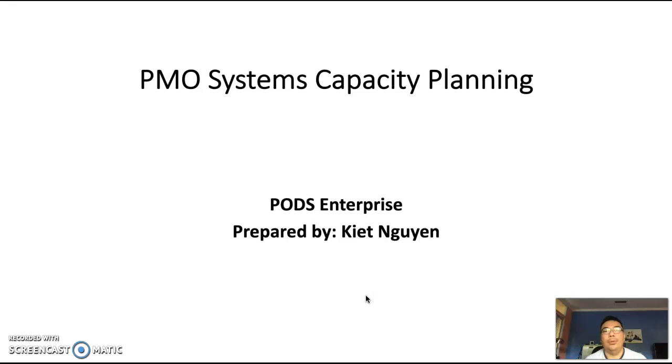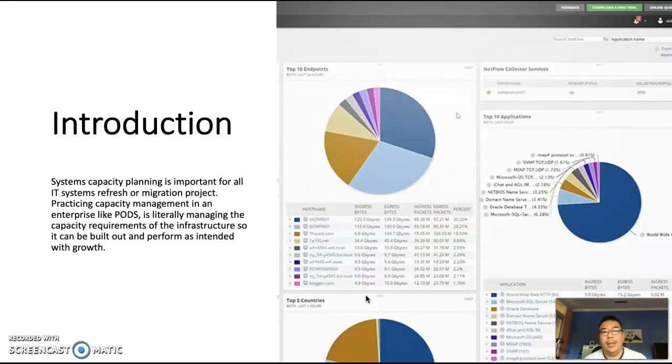Today I want to present and propose a way for POD's PMO team to improve their ability to do system capacity planning. PODs, as you are all well aware, we're a storage company. We do a lot of projects in IT that are related to the system to improve our overall business operations. Some of those projects are migrating to a new application or refreshing our system infrastructure so that the business can run smoothly using IT tools.